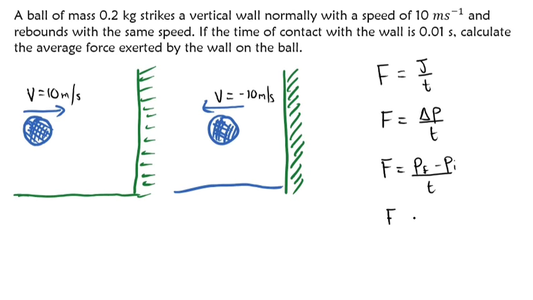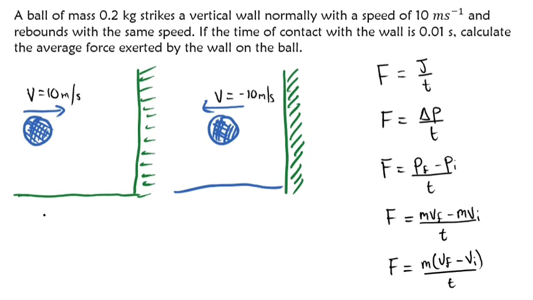So this force is equal to, now we know that momentum is mass times velocity. So mass times final velocity minus mass times initial velocity, all over time. Mass is common, so I can factor out the mass, so that we have mass, which is common, times final velocity minus initial velocity, all over time. Mass is common because it's the same object.